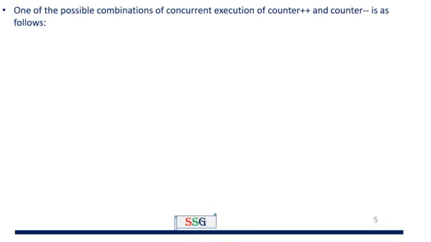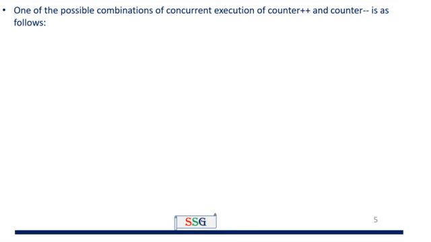On the producer side, counter++ contains 3 statements, and on the consumer side, counter-- also contains 3 statements. Totally 6 statements are there. Thread 1 contains 3 statements, thread 2 contains 3 statements. One of the possible combinations of concurrent execution of counter++ and counter-- is as follows.